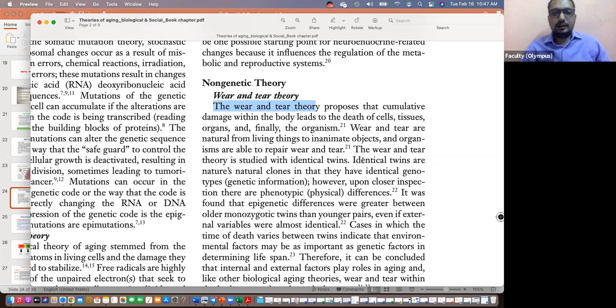So this is a wear and tear concept where cumulative damage, accumulated damage within the body leads to death of cells and tissues, thereby resulting in aging. What is it telling? It says that cumulative damages to various parts in the body, like cells, lead to death of them and thereby aging.